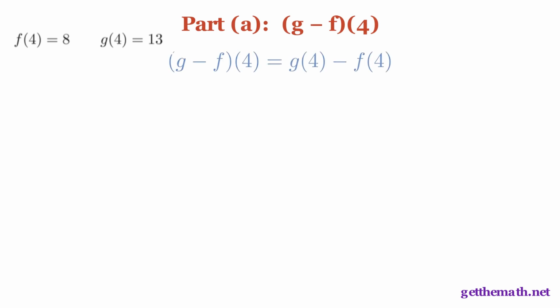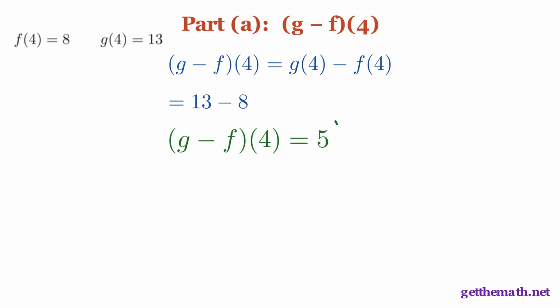Part A: find (g minus f)(4). The rule says, subtract the function values. (g minus f)(4) equals g of 4 minus f of 4. Substitute 13 minus 8. (g minus f)(4) equals 5.